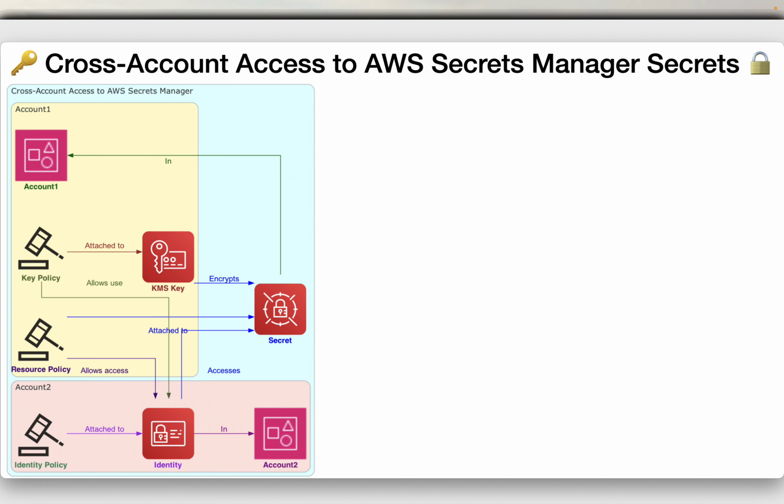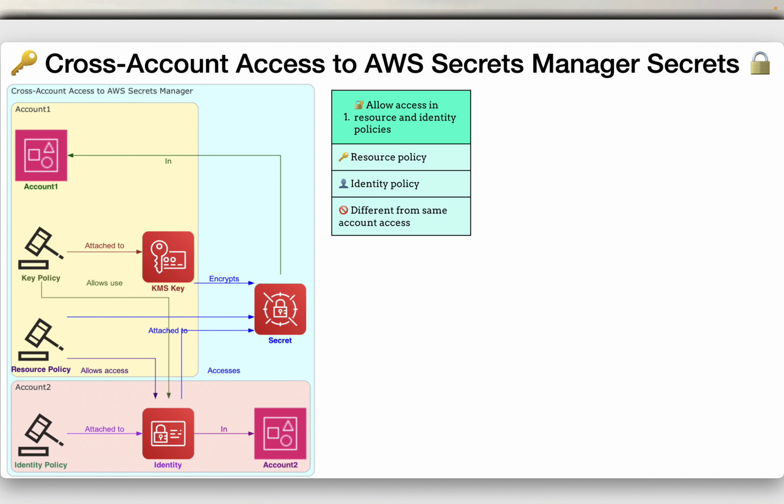Okay, next is cross-account access to AWS Secrets Manager secrets. Cross-account is, let's say, you have one AWS account and you have another AWS account. How will you set up cross-account access so that you create the secret in one AWS account, but the other account should also be able to access the secret? First is to allow access in resource and identity policies. The resource is the AWS secret and the identity is a user, group or role. To enable users in one account to access secrets in another account, you must allow access both in a resource policy and in an identity policy, which is different from granting access to identities within the same account as the secret.